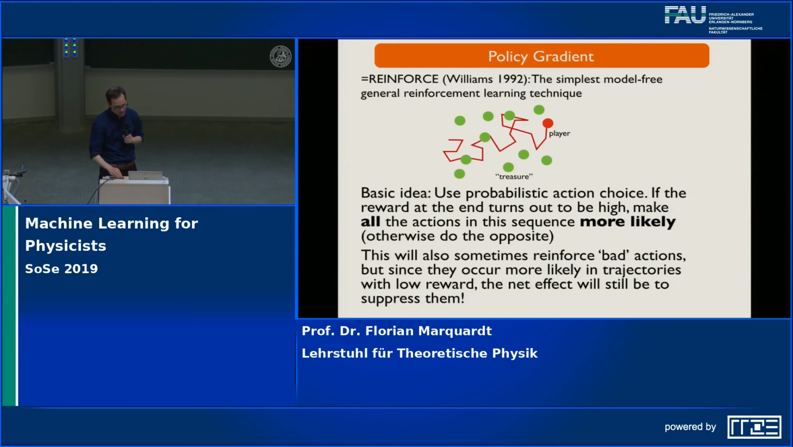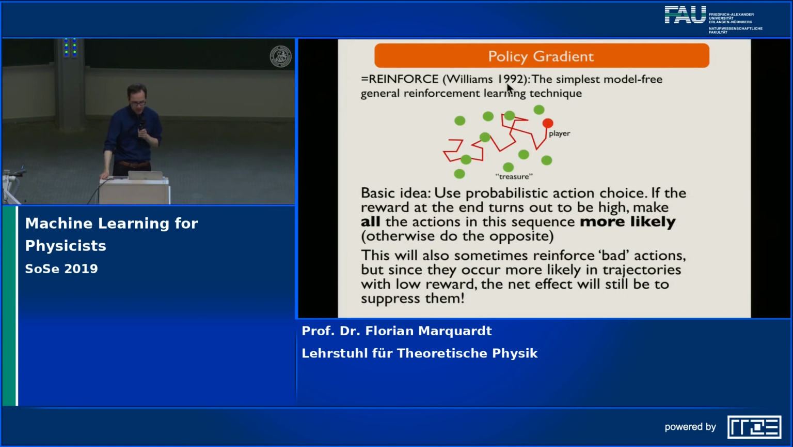And so I now want to start discussing one of the earliest reinforcement learning techniques that are model-free. It's called policy gradient, or at the time it was called REINFORCE. So how do we get around this problem that we cannot answer this question: what would the environment have done if we had chosen a different action?